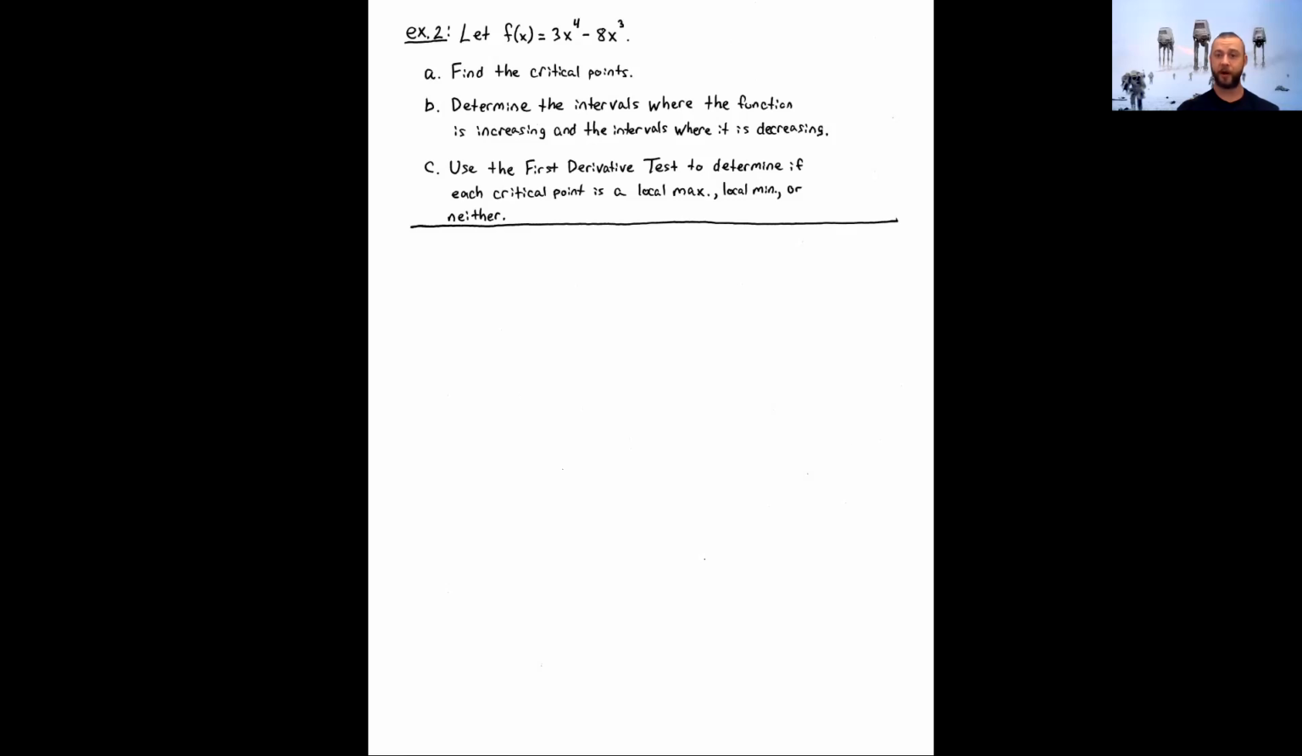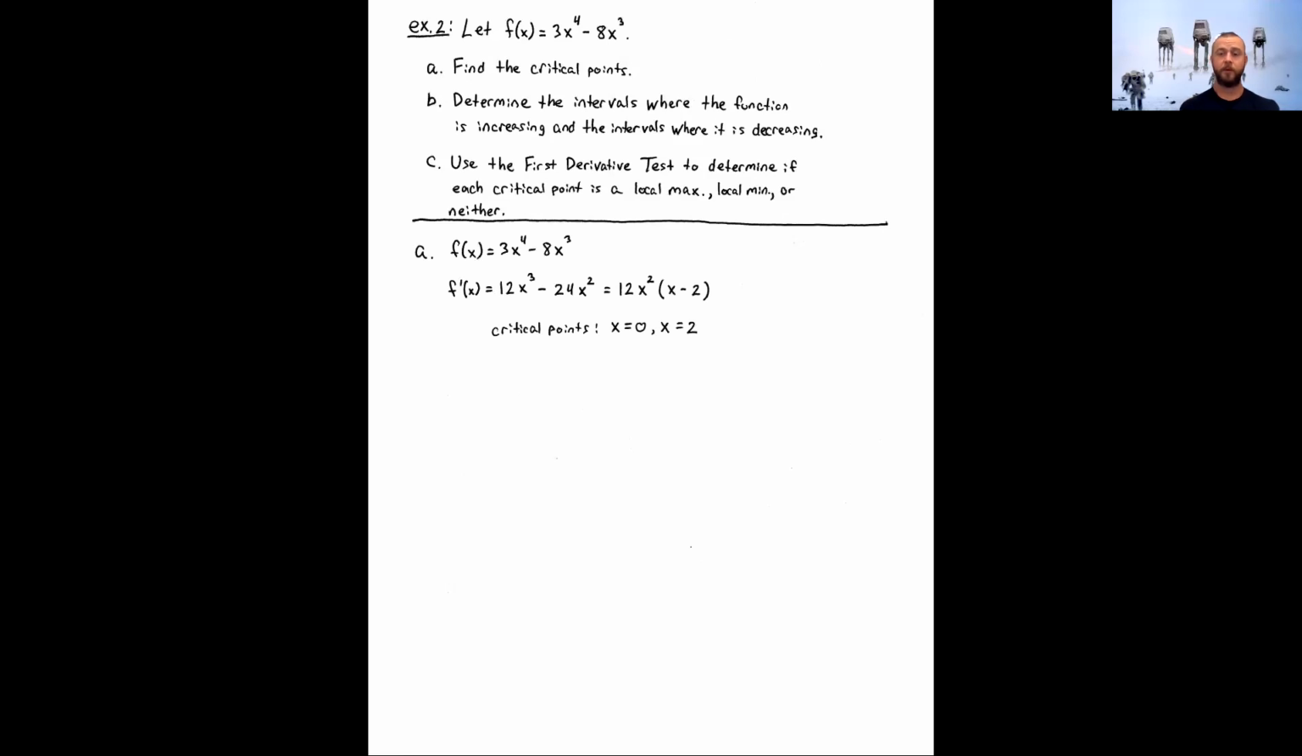Welcome back. Let's go through part A. This one should be straightforward to find the derivative, just using the power rule. You can simplify your derivative by factoring out 12x squared. And if we now set each factor to 0, setting x squared equal to 0 gives us a solution x equals 0. And then setting x minus 2 equal to 0, we get another critical point, x equals +2.